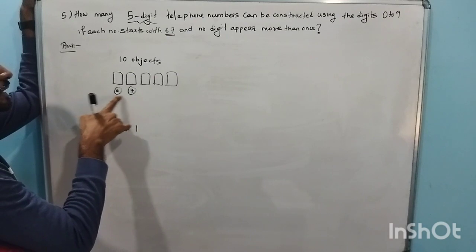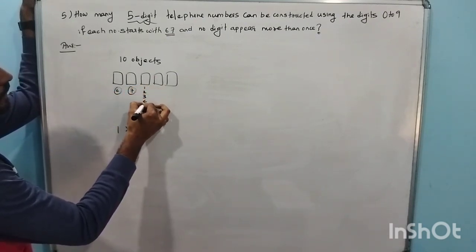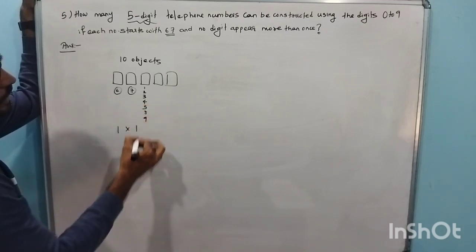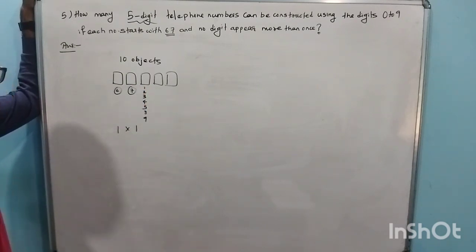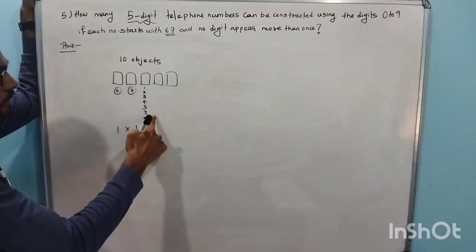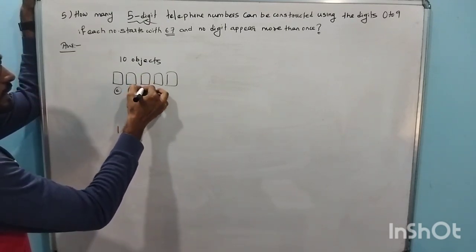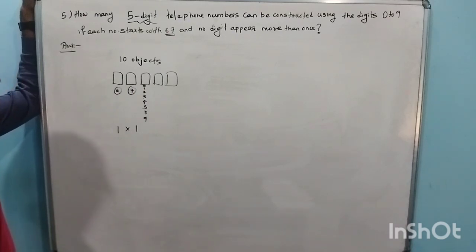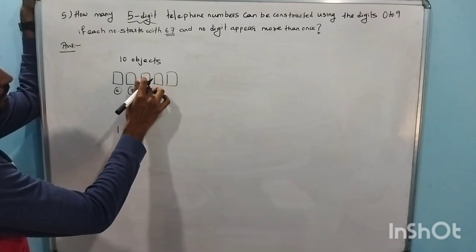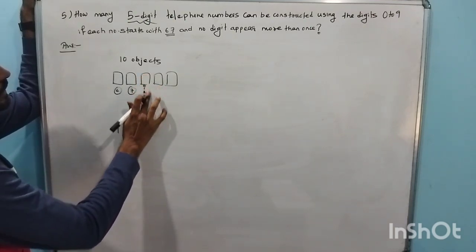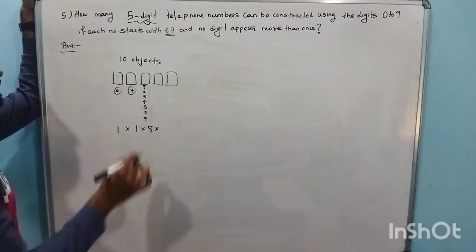Now third place, now 6 and 7 are already selected. So what are remaining now? 1, 2, 3, 4, 5, 8 and 9. These are remaining, since this we have already selected. So out of this, any one, we have 8 choices here. Out of 8 choices, even 0 is there. So we are selecting any one of this. So 8 here.